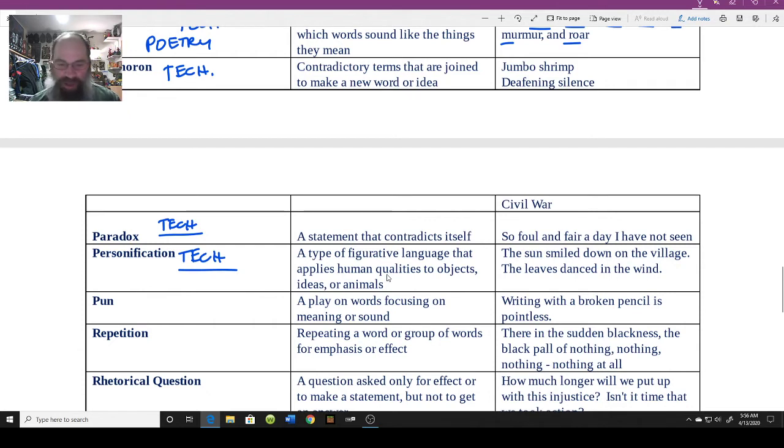Pun, a play on words. Writing with a broken pencil is pointless. Ha ha. This is a technique. Repetition is a technique. Repetition of a motif is a technique. And it's all about emphasis or effect.